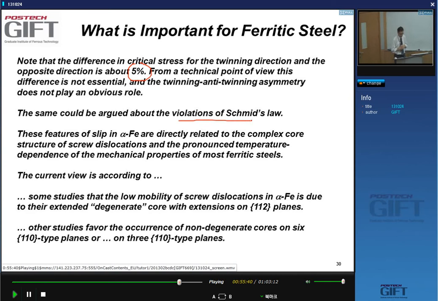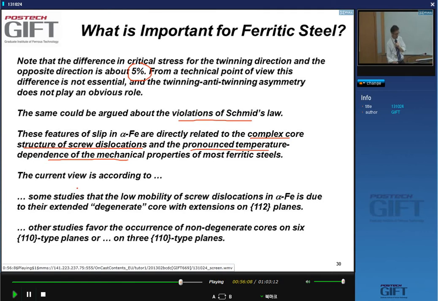However, one of the things we should remember is that a lot of these violations are a result of the complex core structure of screw dislocations. Yes, and as a consequence, a pronounced temperature dependence of the mechanical properties of alpha iron and all the ferritic steels. Okay, and that's something that is really important to remember.